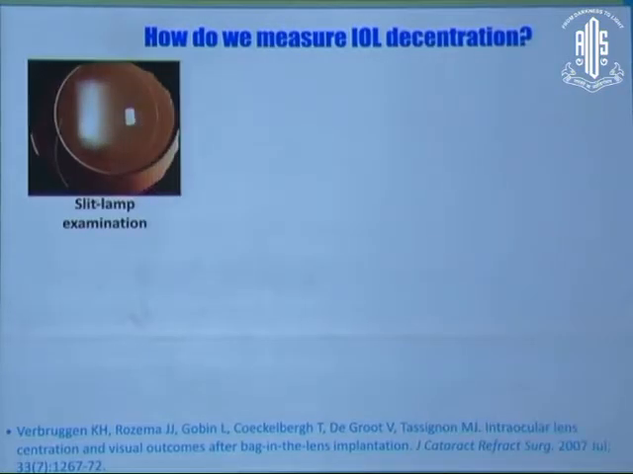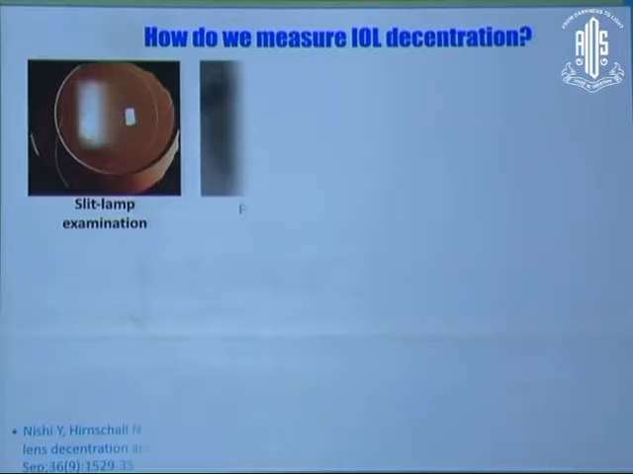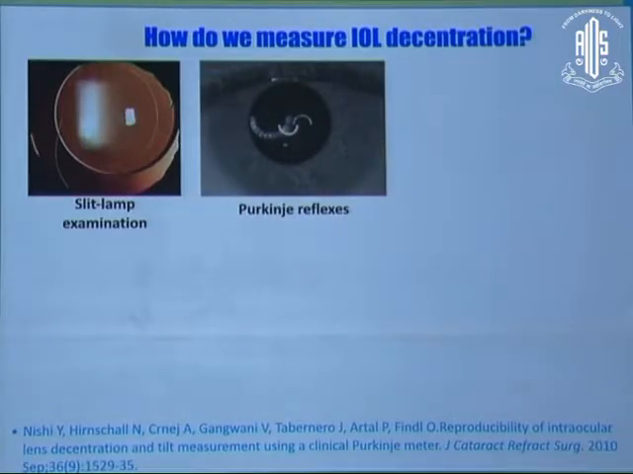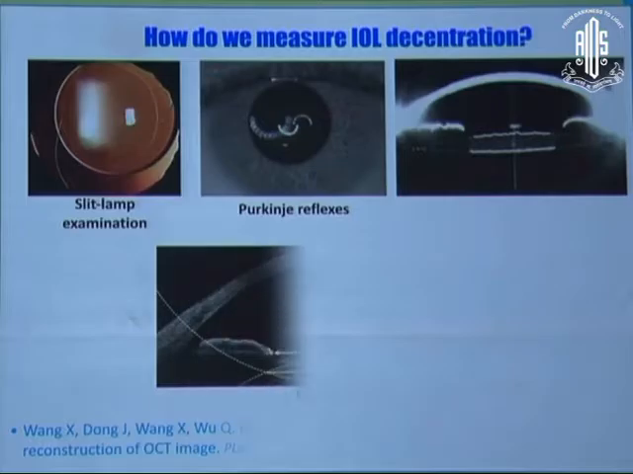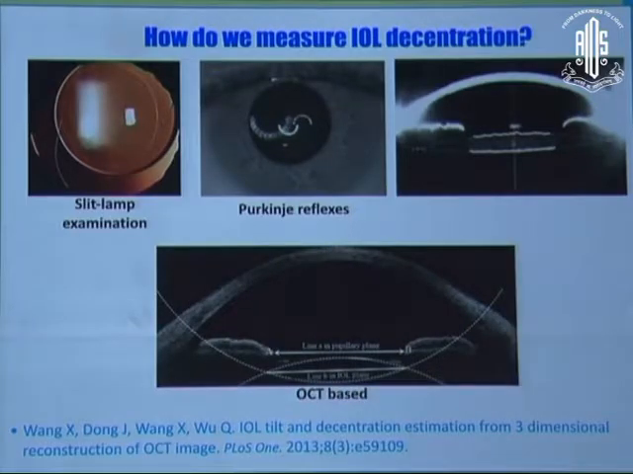People have used the red glow, which is seen on slit lamp biomicroscopy, to measure decentration. It has also been reported based on Purkinje meter using Purkinje reflexes. Scheimpflug imaging for IOL tilt and decentration, and anterior segment OCT have been reported.